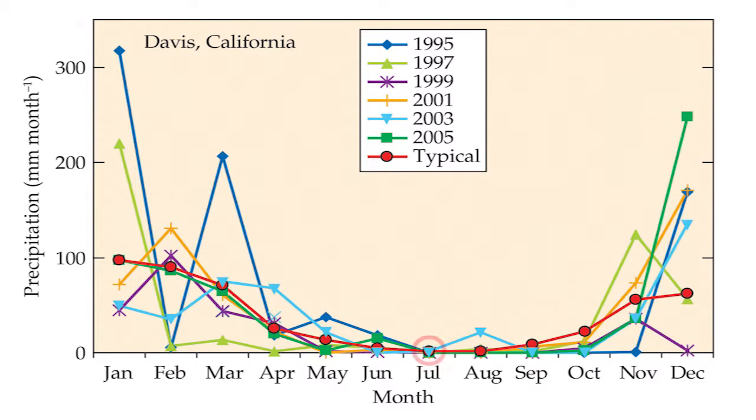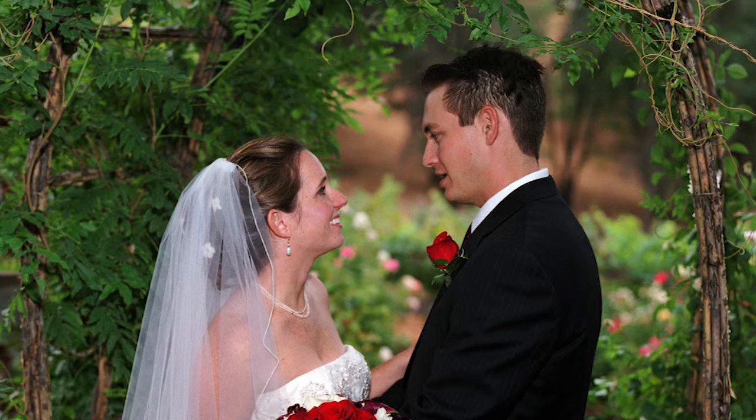The chart shows that rain seldom, if ever, falls in July in Davis. In contrast, rain in December may vary anywhere between 0 and 240 millimeters. That's almost 10 inches. Thus, a July wedding would be the best bet for a rain-free outdoor reception.